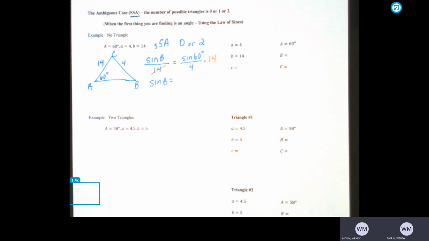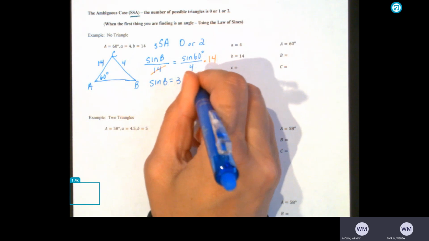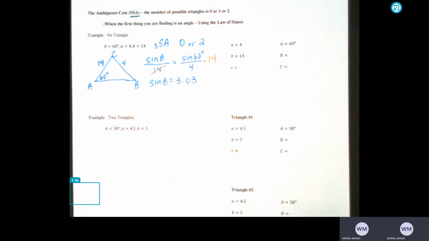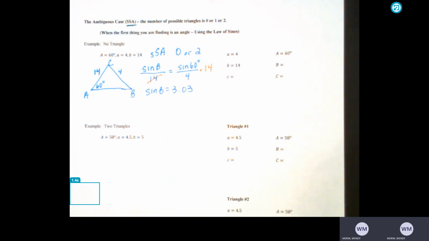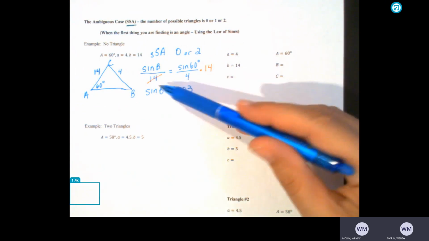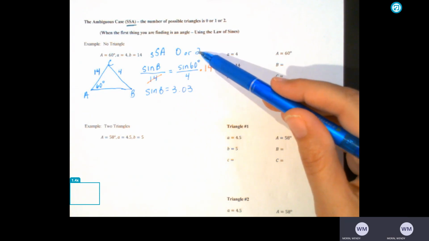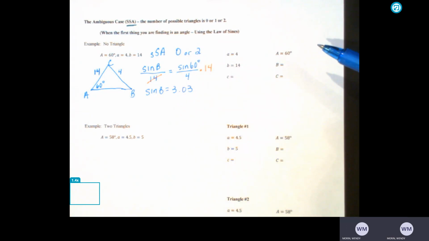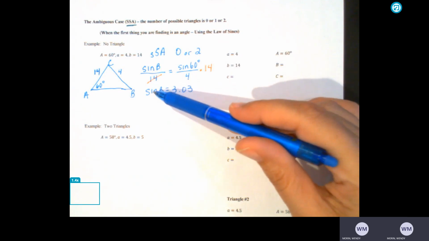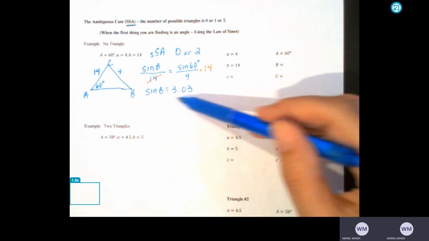And hopefully you practice that and you realize you get 3.03 for the sine of B. So sine of B equals 3, 2 different times or 0 times? Well, we've already talked about this. The sine of B has to be between 1 and -1. So this is not possible.